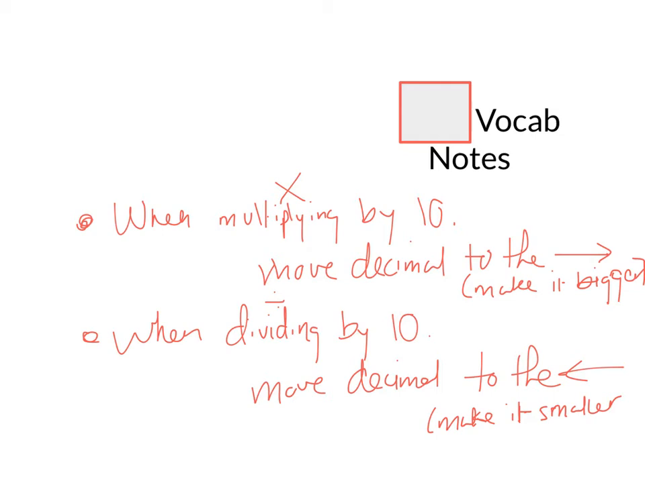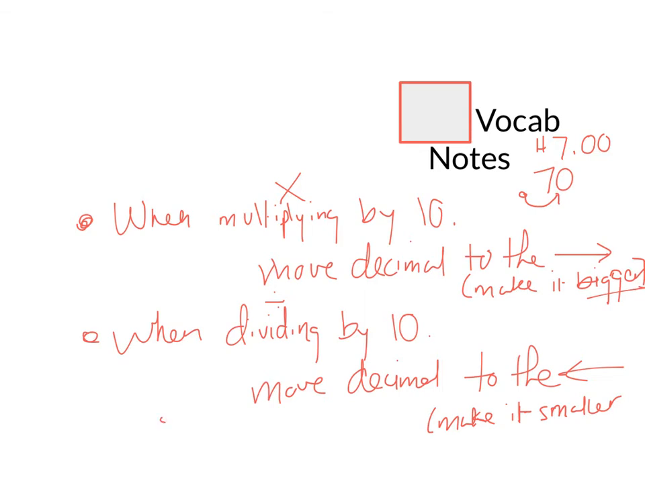When multiplying by 10, move the decimal to the right, which makes it bigger. So for example, if you have 70 cents and you multiply it by 10, you move it 1 to the right, and all of a sudden now you have $7, which is obviously bigger. So when you multiply, it becomes bigger.